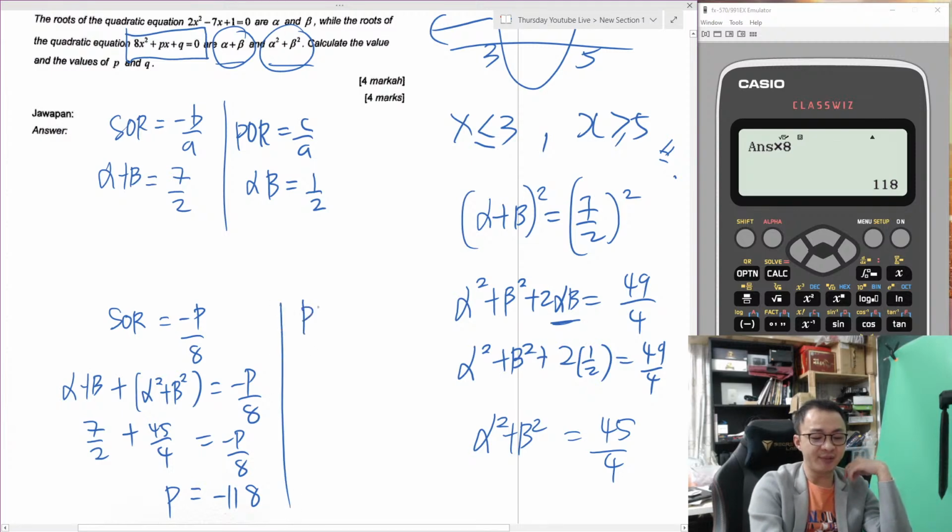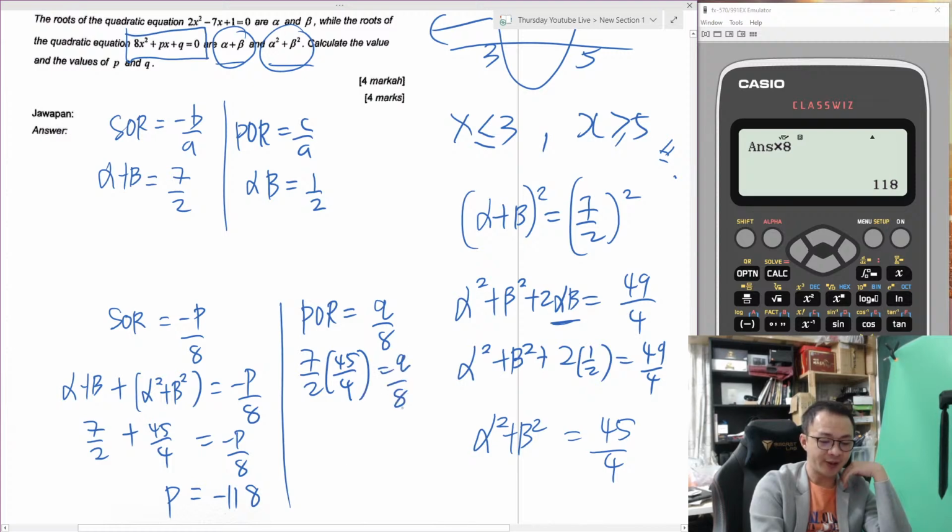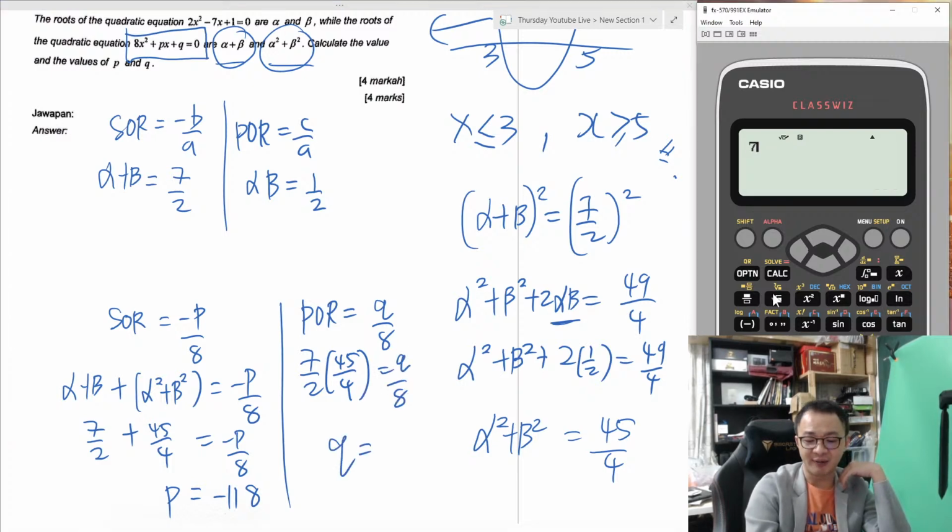Then I do the same thing for the product of roots. Product of roots should be q over a, basically both roots multiplied together. So it is q over 8. Then I can get my q easily by typing everything into the calculator, and multiply by 8 also. 350. Done.